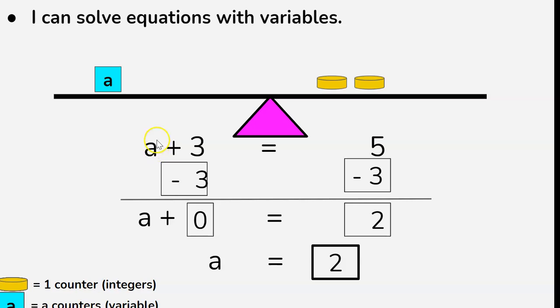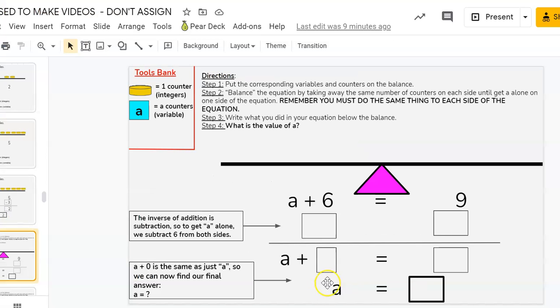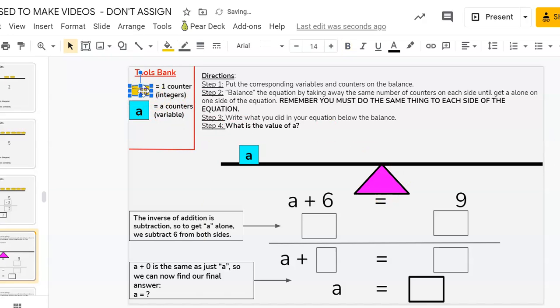If I put a 2 where my a is, I would have 2 plus 3 equals 5. I know that works. So now I'm going to show you how you guys are going to do this on yours. Your slides look like this. You're going to get an equation right here, a plus 6 equals 9, and you're going to see a balance. You need to put the variables and the counters on the equation. So I'm going to put my a and my 1, 2, 3, 4, 5, 6 on one side, and then I'm going to put the 9 on the other side.